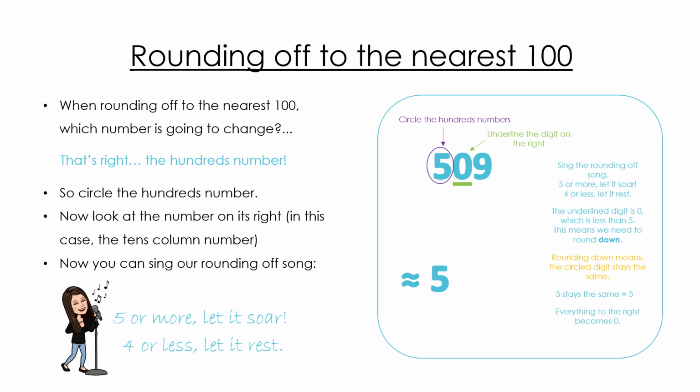Everything to the right becomes 0. The tens column number is already a 0, so you don't have to change it, you just have to write it down again. The 9 is still on the right of the circled digit, so we have to change that into a 0. Done.